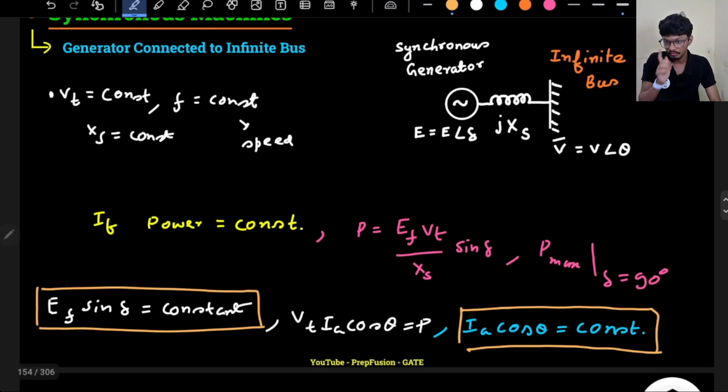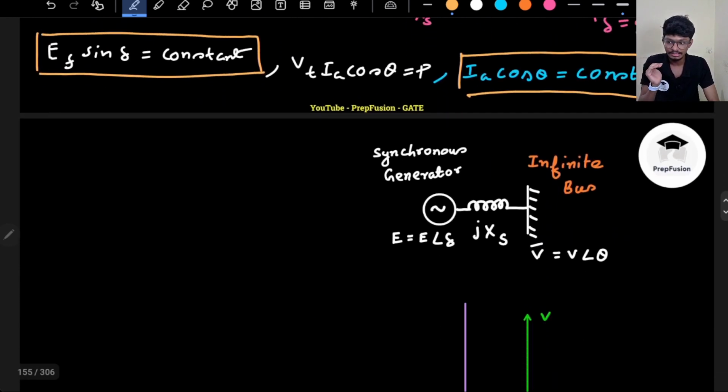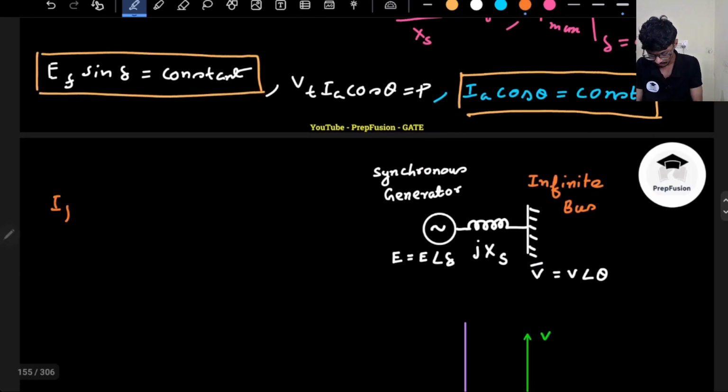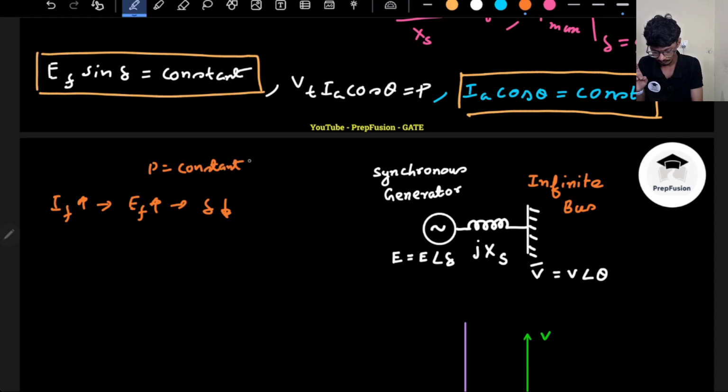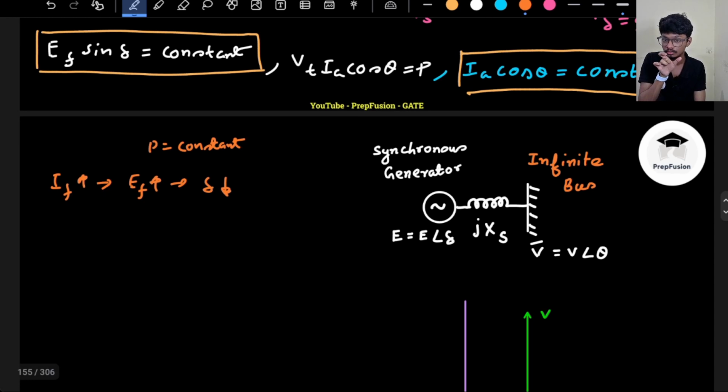One thing you have to understand is, if I am increasing my excitation, that is, increasing my IF, in the previous lecture we discussed that basically means I will increase my EF. So if I'm increasing my excitation, EF will increase, but the power angle delta will reduce if power is constant. And what happens if I increase excitation in case of a synchronous generator? Please remember, the load is going from leading to lagging.